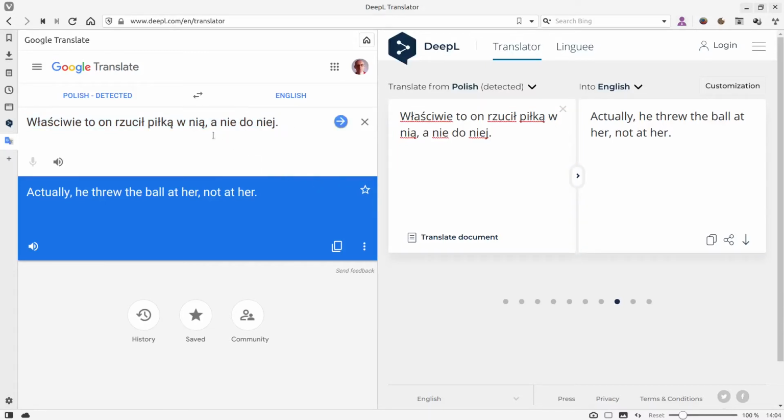Because, of course, the difference between w nią and do niej is, well, the difference is obvious, I think, but in English you would say he threw the ball at her, not to her. Right? So you can throw a ball to somebody if you want them to catch it, or you throw the ball or something else at somebody when you want to hit them with that thing.